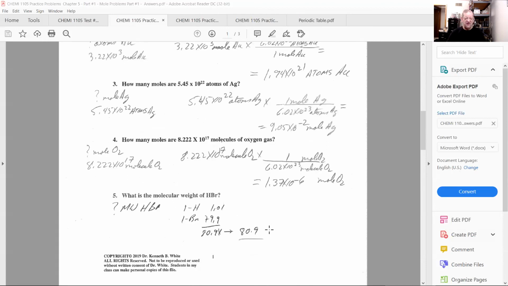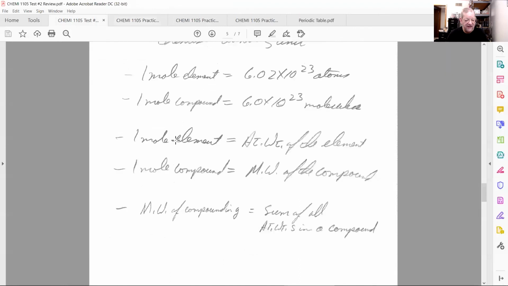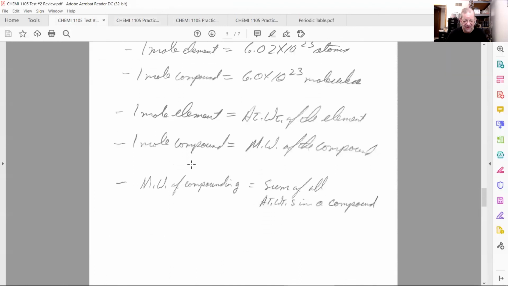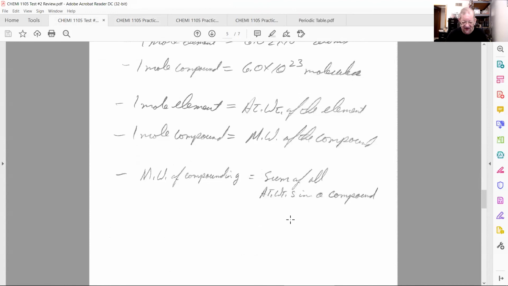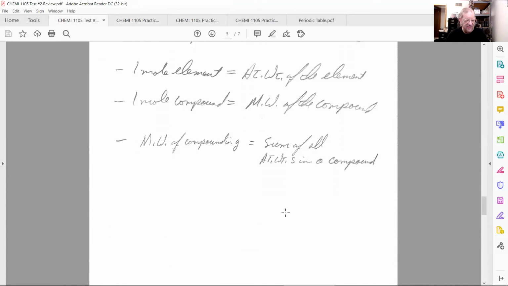Next thing I asked you to know how to do is the molecular weight. And the molecular weight of a compound is the sum of all atomic weights. So how do you do that?